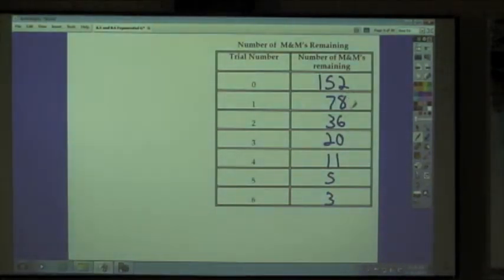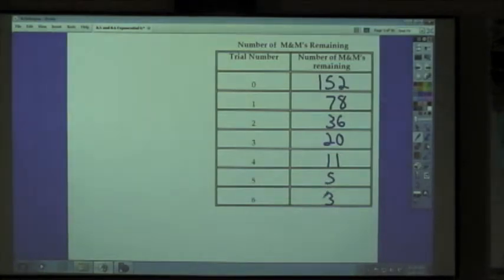152, 78, 36, 20, 11, 5, and 3. I just made these guys up. Yours would have been somewhere close to this probably if we got to finish our experiment last time, but we didn't get to finish that. So I'm just going to use these numbers as my y values in my table.